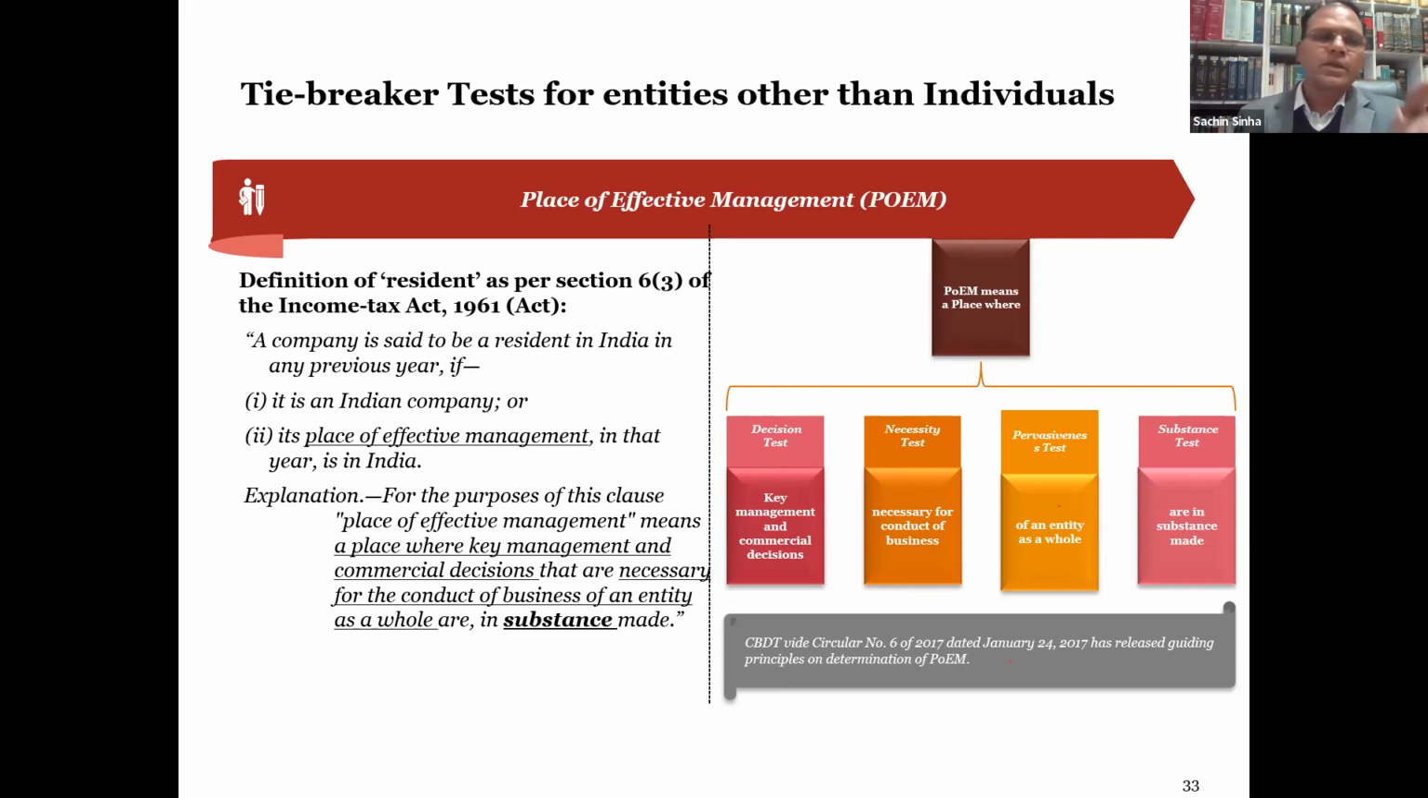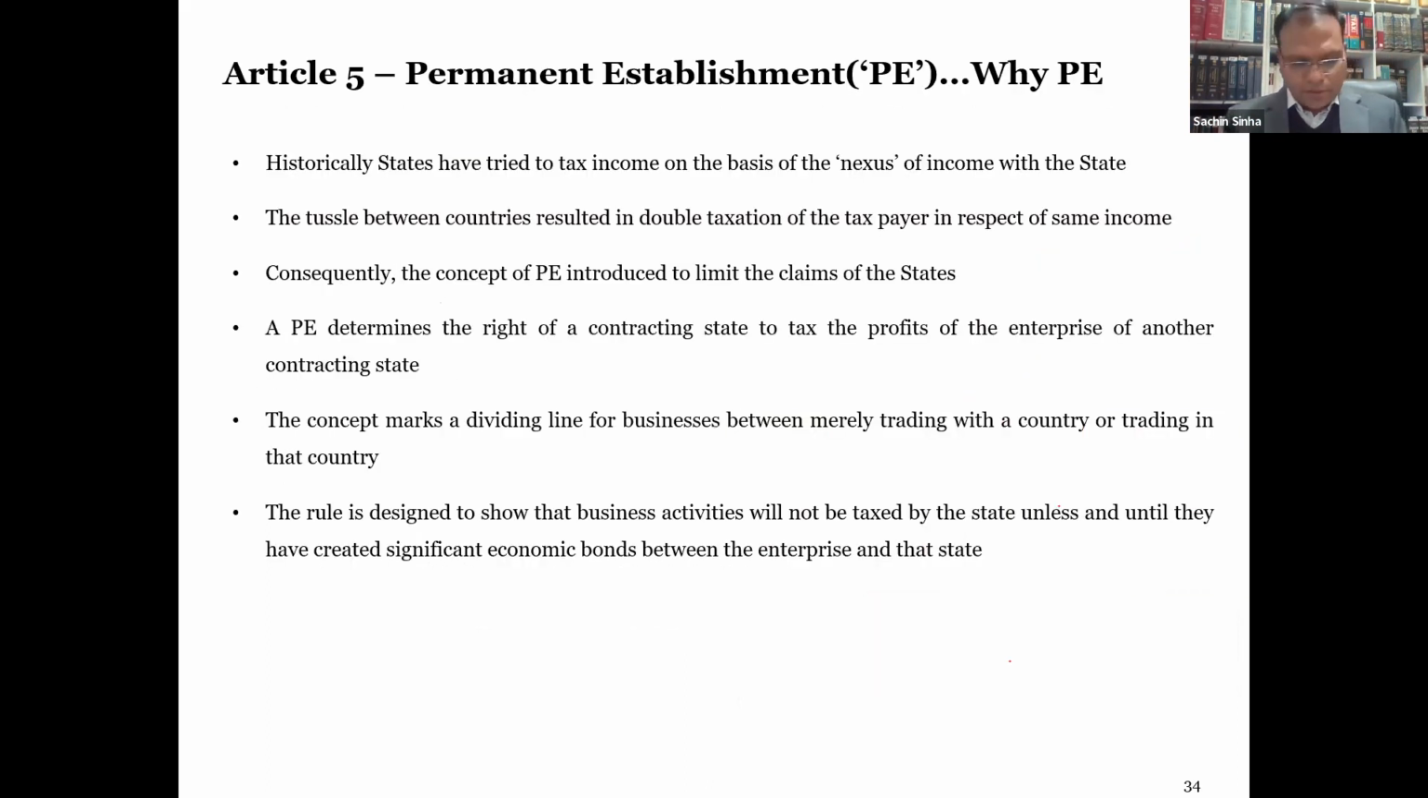the provisions given. And in domestic law also, in the explanation, the meaning of place of effective management is given. So there is a substance test, there is an activity test. Based on this, if you are falling under that category, then your place of effective management is in India. Otherwise, you need to go to the competent authority to decide where I am resident. So I think I can hand over to you. Yes, ma'am.